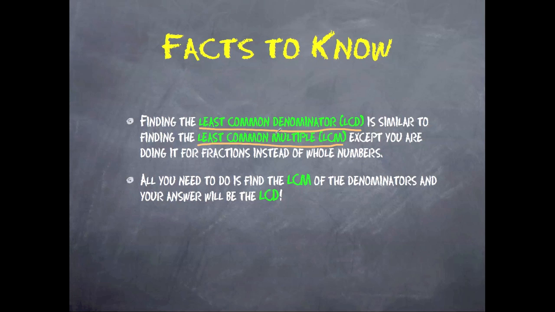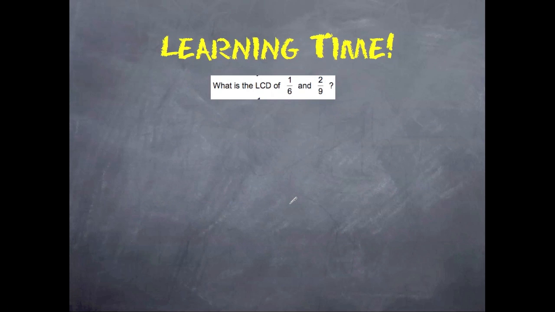So when you're doing your least common multiple, you just have numbers like 1, 2, and 3, and you're finding the multiples of them. But with the least common denominator, you have fractions like 1/2, 1/4, 1/3, and you're only finding multiples of the denominators to see which one they have in common. So you're only concerned with this part at the bottom. So all you need to do is find the least common multiple of the denominators, and your answer will be the least common denominator. So let's do an example.